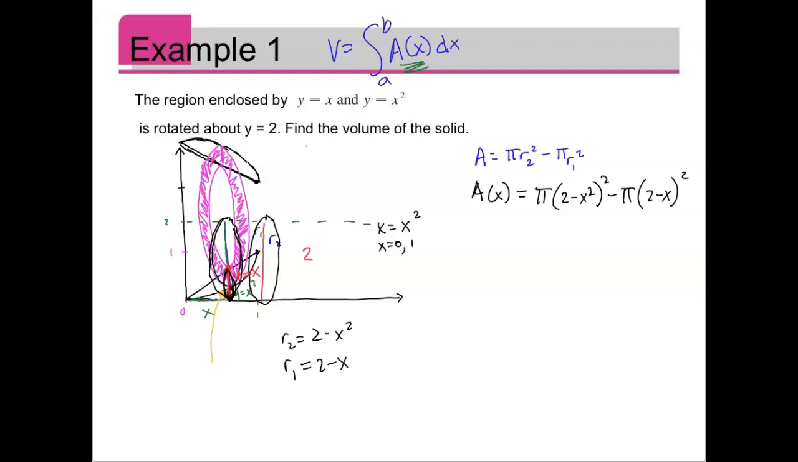The hard part's over. Now that we have it, we can just apply our volume formula. So volume will equal the integral from what to what? We're stacking these horizontally from what to what? Yeah, 0 to 1. The area of my cross section is pi times 2 minus x squared, quantity squared, minus pi times 2 minus x, quantity squared, dx. And there we go.